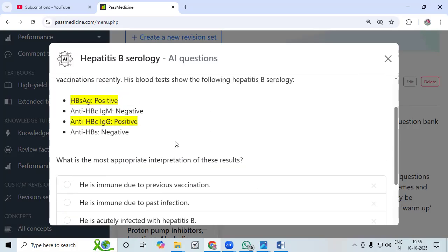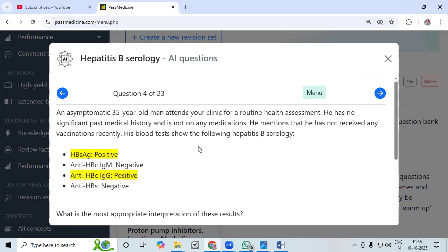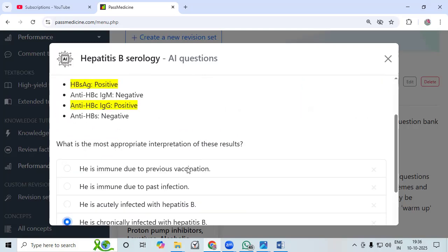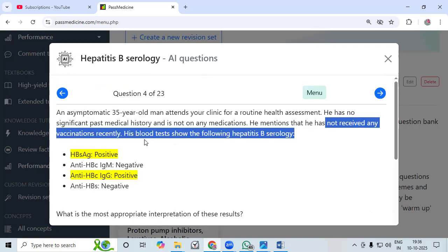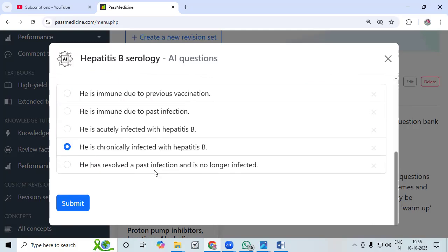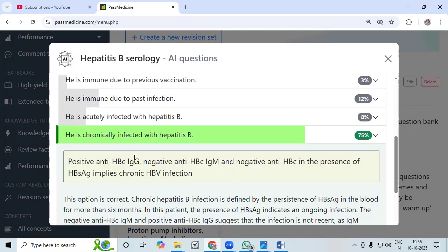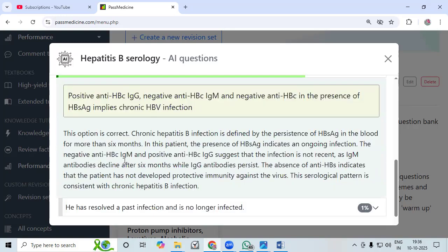So we should go with the fourth option: he is chronically infected with hepatitis B. Exactly. He is immune due to previous vaccination or infection is not correct, because core antibody is present. Also, it is mentioned that he has not been vaccinated recently, so that will also definitely go. Very beautifully explained. Let's see if this is correct. You got it correct.